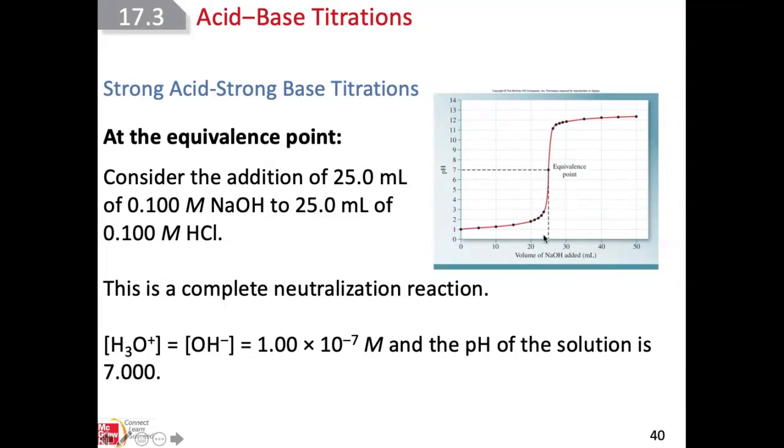And we know that at room temperature, the pH of water is 7, or the concentration of H3O plus equals the concentration of OH minus, and it equals 10 to the negative 7. So that means the pH of the solution is 7.